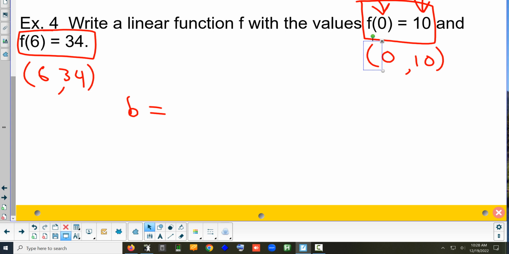Yeah? It would be 10. How come? Because it would always be the number that follows 0. Yeah, it's always the number that's with the 0. So B is 10.